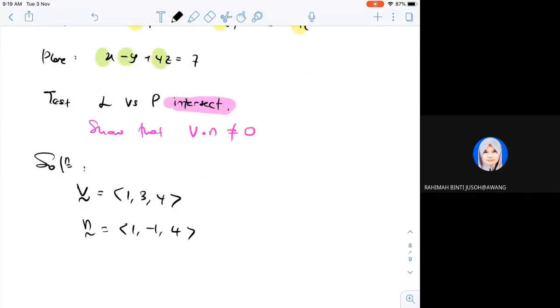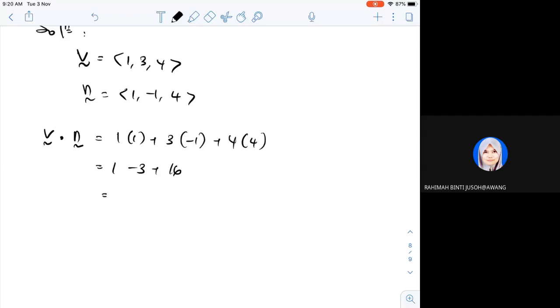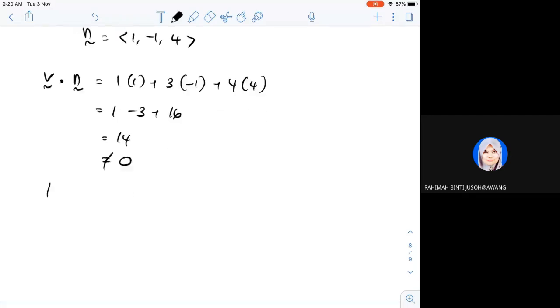Okay, good. So now let us do the dot product. We want to test whether the line and plane intersect. So v dot n, we have 1 multiplied by 1 plus 3 multiplied by negative 1 plus 4 times 4. So we have 1 minus 3 plus 16. So we will have 17 minus 3 is 14. So v dot n not equals to 0, which means that not parallel. Not parallel. So yes, the line and plane intersect.